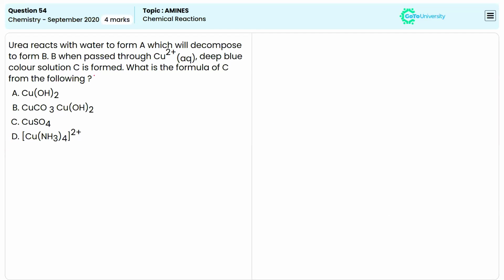Here, urea reacts with water to produce a compound A, which will decompose to produce B. Then B is passed through CO2 plus aqueous solution and a deep blue colored solution of C will be produced. What is the formula of C? So first we have to write the entire reaction, then only we can see what is C here. Okay, so we can start from urea, that is NH2CONH2, urea.